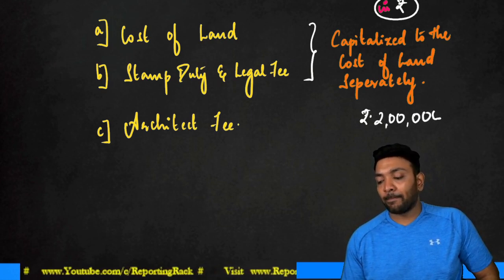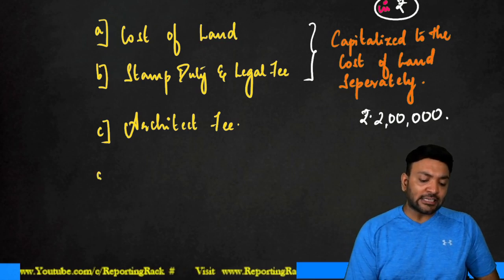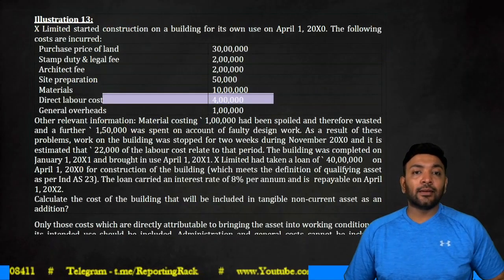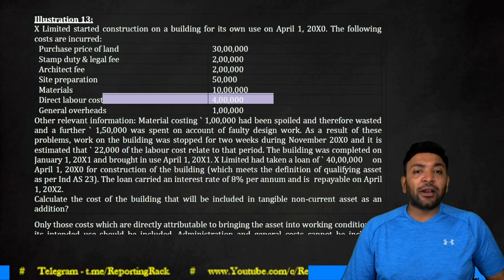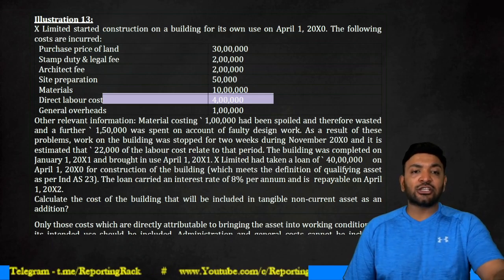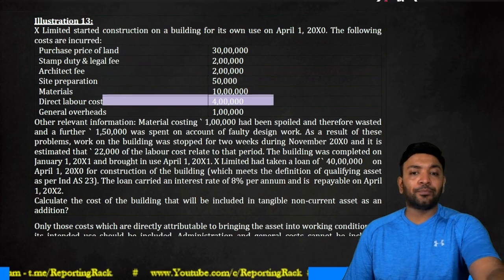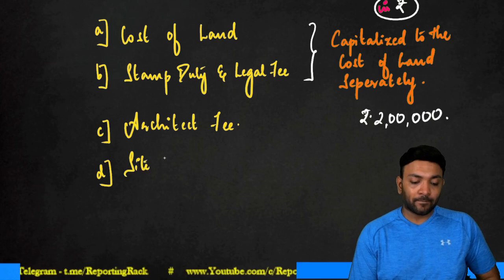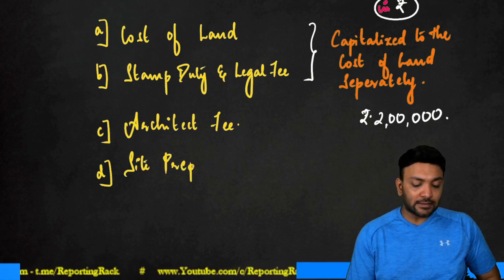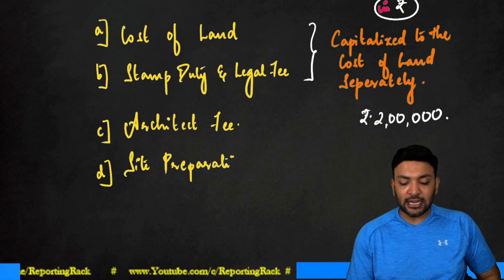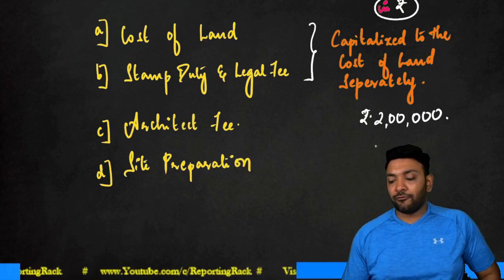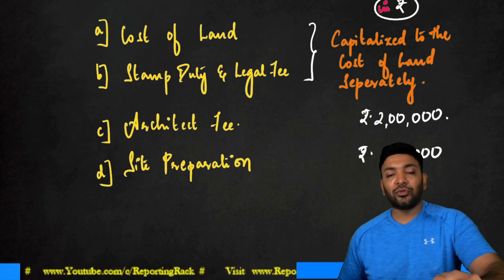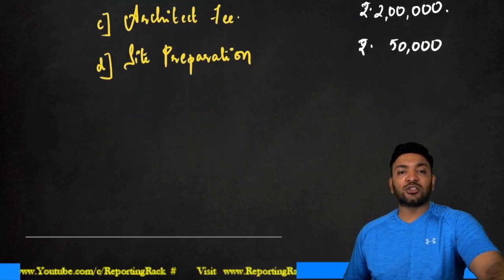Next inclusion. What is the next inclusion that we have? Site preparation of 50,000. Should it be included? Yes, should be included. There's no doubt about it. Site preparation, 50,000 rupees, included to the cost of the asset. No doubt regarding this inclusion as well.